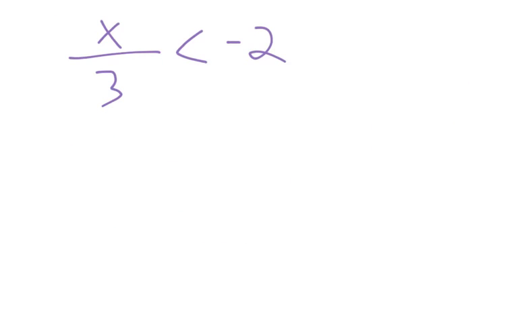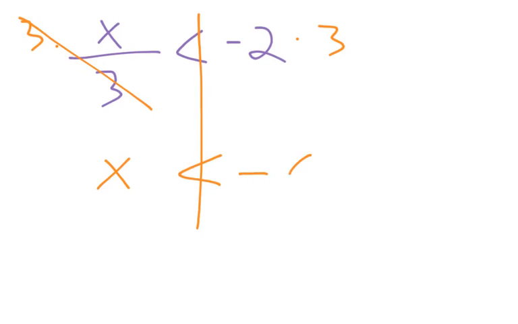Let's look at another example. This example actually involves division, and we're just going to stick with the inequality for this. X is being divided by 3 on the left-hand side, so we multiply both sides by 3. That would be the inverse operation of dividing by 3. So we get x is less than negative 6.